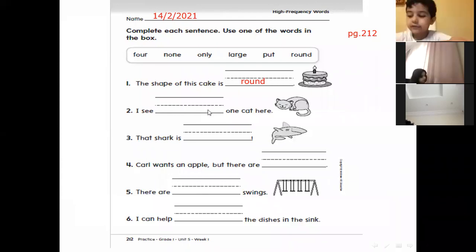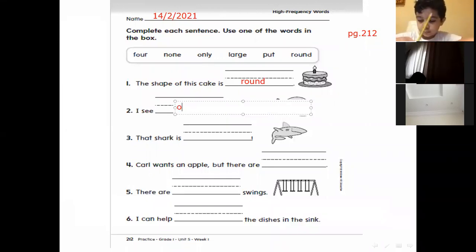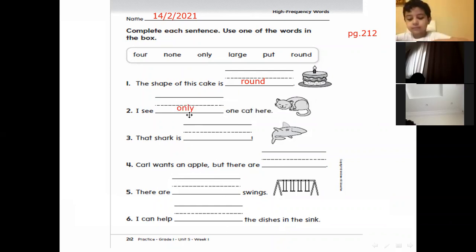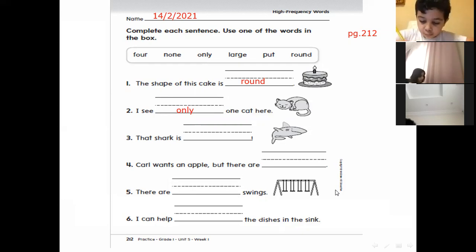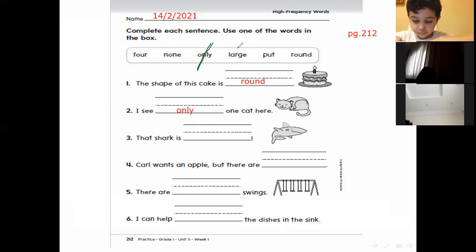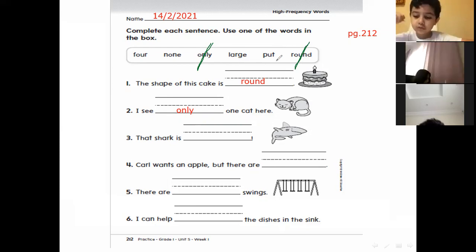Asil, unmute your mic to answer. Yes, teacher. I see one cat here. Only one, large one, or put one? I see only one. Amazing, excellent, Asil. O-N-L-Y. I see only one cat here. Okay, I will choose another one. Here we wrote only. And we wrote round. So now we have four, none, large, and put.